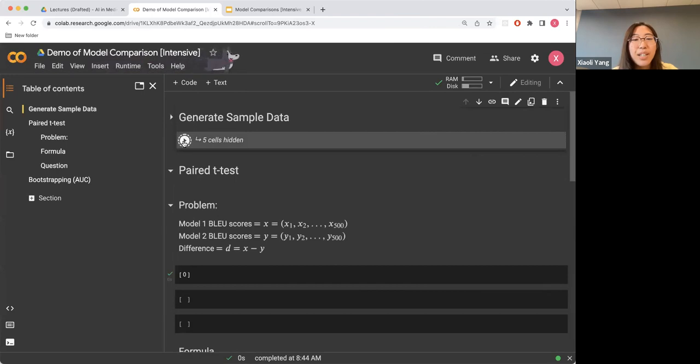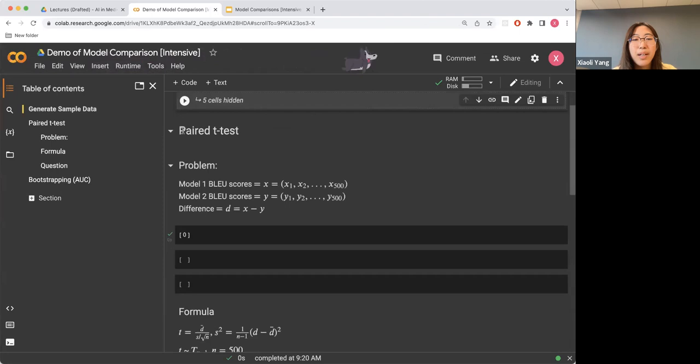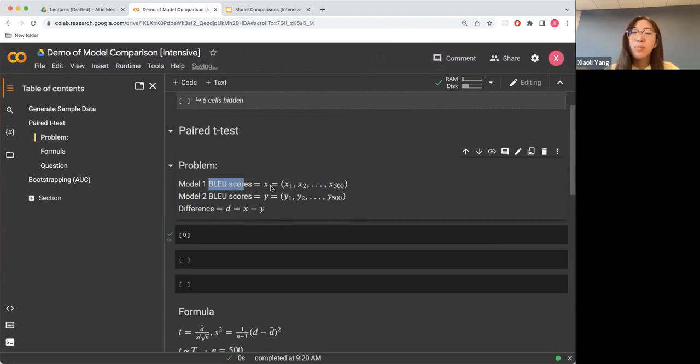Let me just quickly generate my sample data and load my data set. And here is my paired t-test example. Okay, so here is our problem revisited and with a little bit more detail. We will look at two models' BLEU scores. Suppose that we denote the BLEU score from model 1 as X and BLEU scores from model 2 as Y. And suppose the test set has 500 examples. And then we compute their difference, D equals X minus Y.